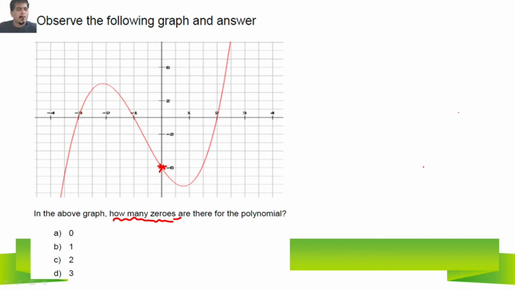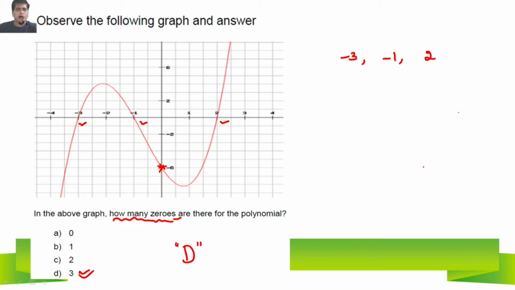If clearly observed, here it intersects at -3, at -1, and at 2. He is asking how many zeros are there? Total 3 zeros are there. So your option goes to D. It's a simple question based on how many times the graph intersects the x-axis. That gives the number of zeros.